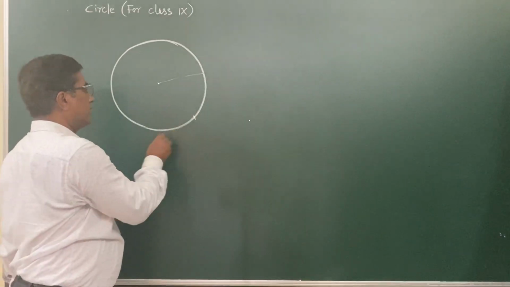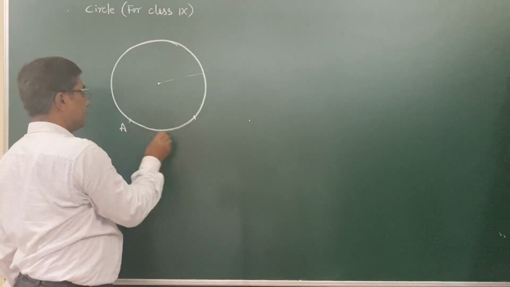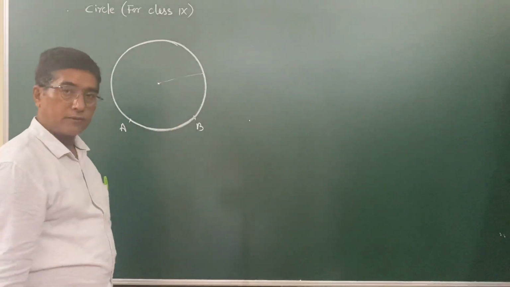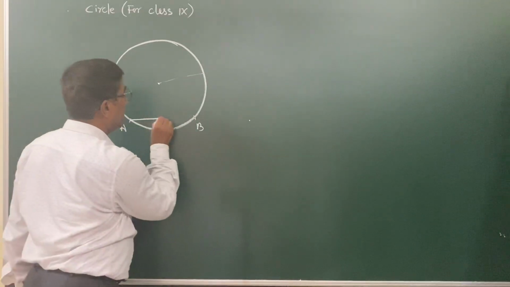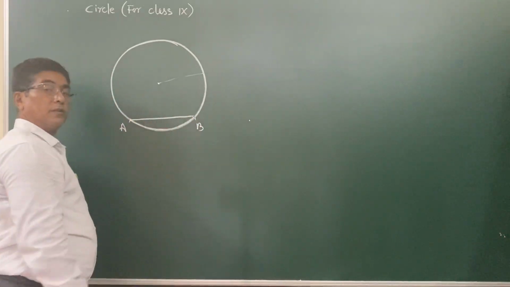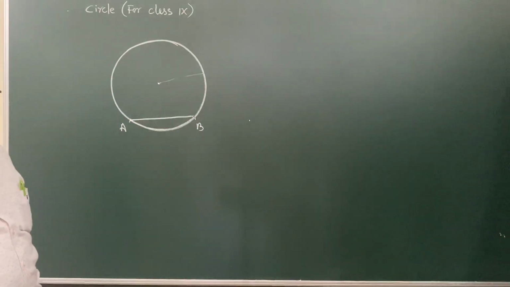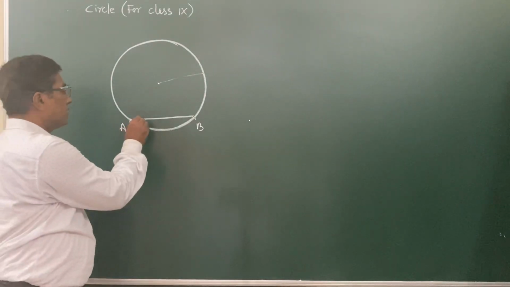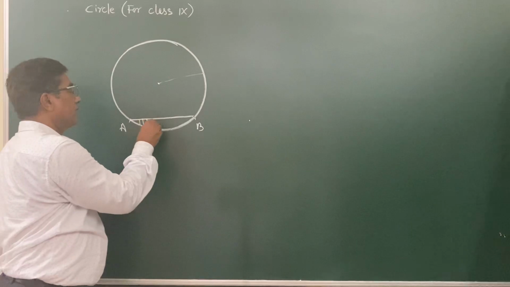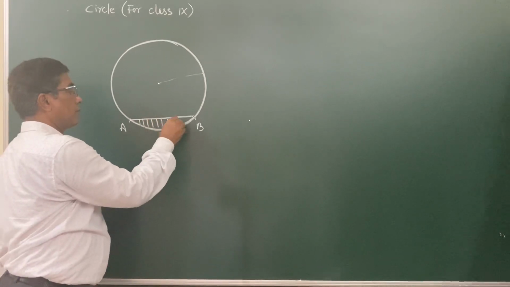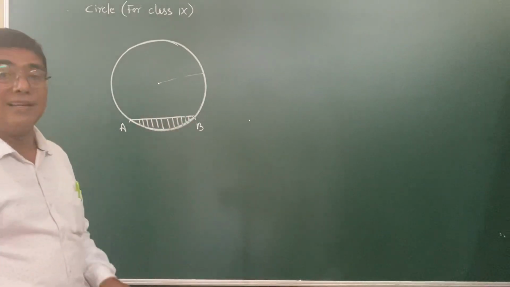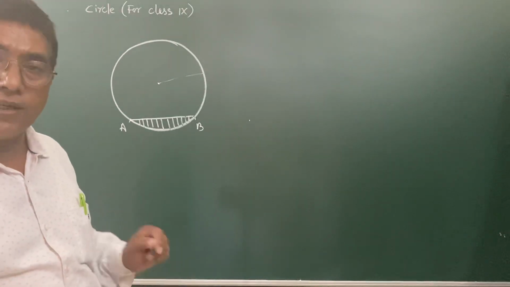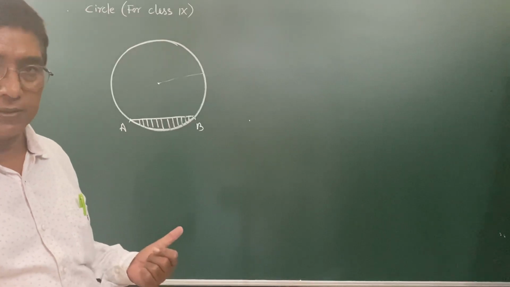Any portion of the circle is called an arc. If you join A and B, this becomes a chord of the circle. The portion between the chord and the arc is called a segment of the circle. If the segment is less than a semicircle, it is called a minor segment. More than a semicircle, major segment.